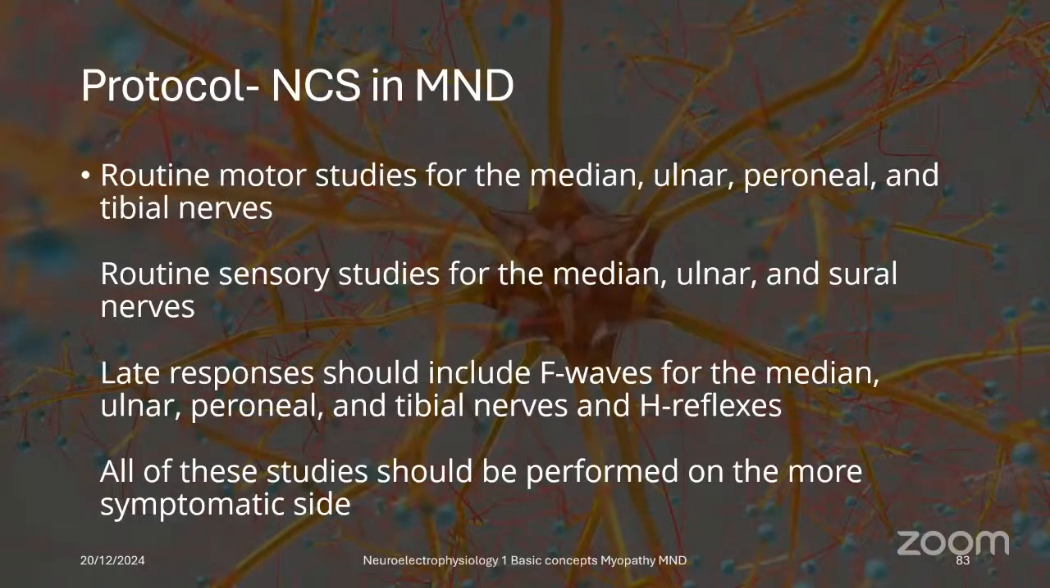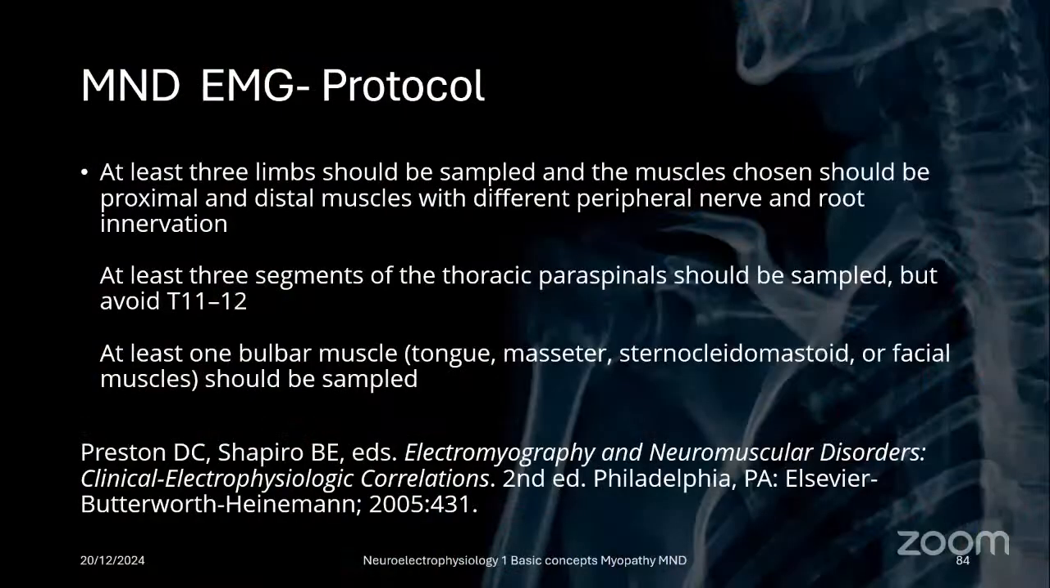What is the protocol for nerve conduction studies in MND? Routine motor studies for the median, ulnar, peroneal, and tibial nerves are done. Routine sensory studies for the median, ulnar, and sural nerves are done. The late responses are F waves for the median, ulnar, peroneal, and tibial nerves, and H reflexes. All these studies should be performed on the more symptomatic side. At least 3 limbs should be sampled. The muscles chosen should be proximal and distal muscles with different peripheral nerve and root innervations.